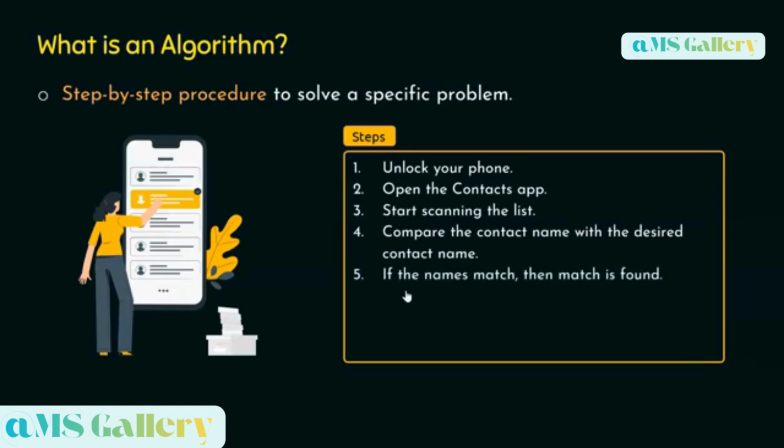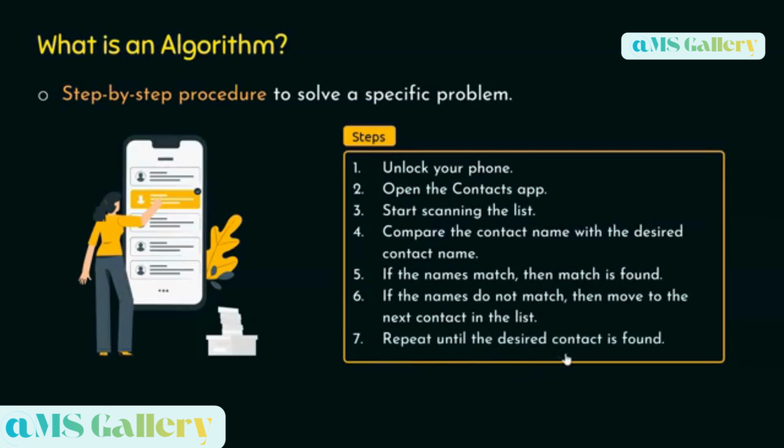If it is the case that the names match, then match is found. If it is the case that the names do not match, then we will move to the next contact in the list. We need to repeat this process until the desired contact is found. So these are all the steps which we can follow in order to solve this problem of finding a contact in the contacts list. Let me repeat the steps one more time.